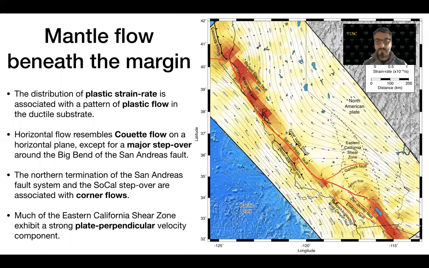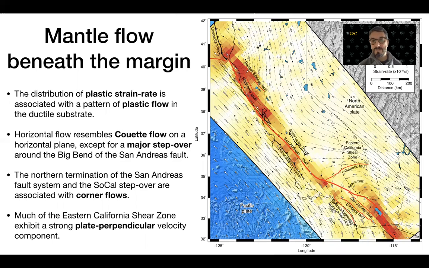So the model then provides the large-scale patterns of mantle flow, which are represented in this figure with the colors for the amplitude of the plastic strain rate tensor and the streamlines that indicate the large-scale particle motion. And we can identify several important features in these results.